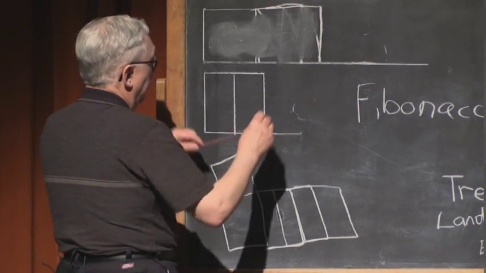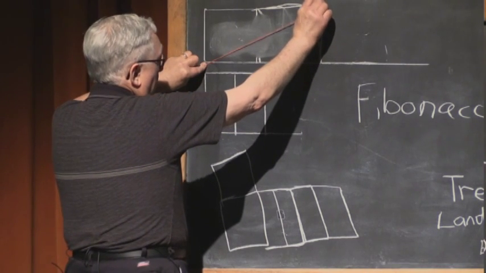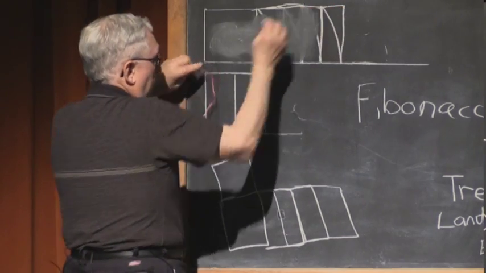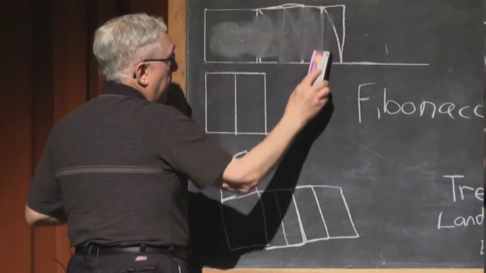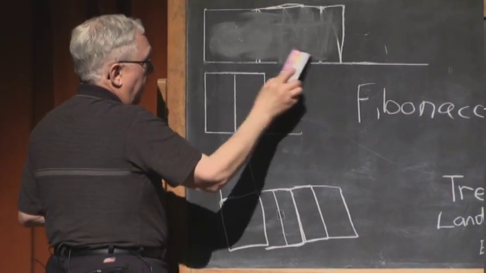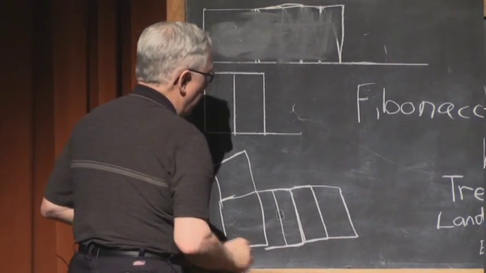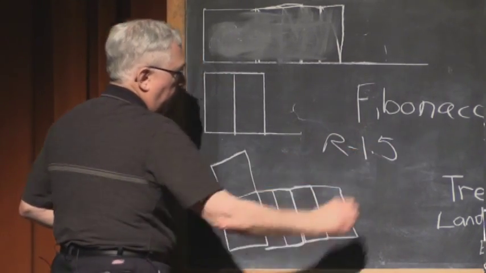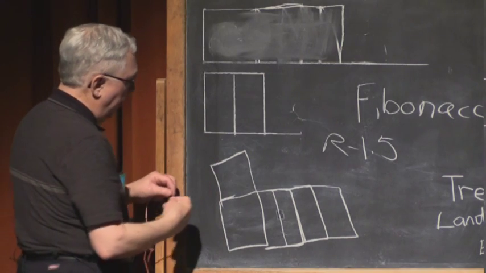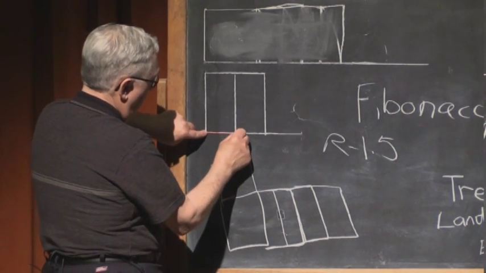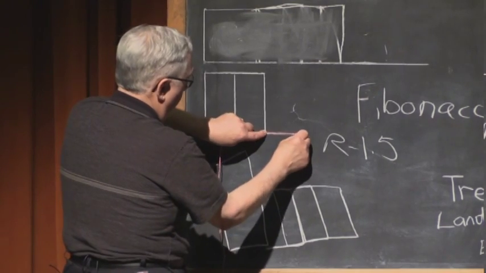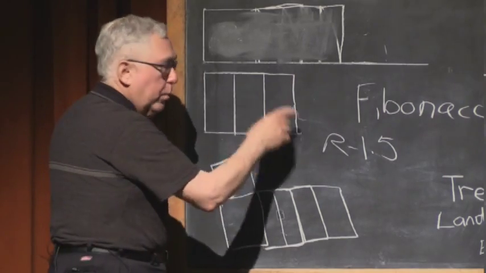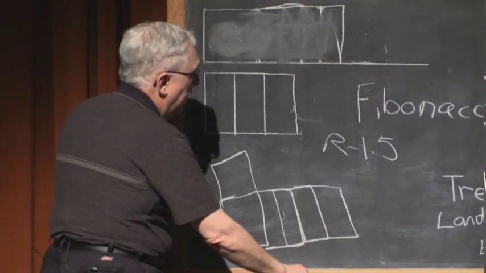The root 5 is the root 4, and that gives us the root 5. Then there is the root 1.5 rectangle. The 1.5 is we take a square, we cut it in half, one half, one half, 1.5 portions of a square.